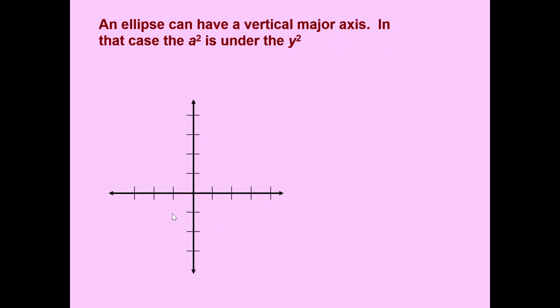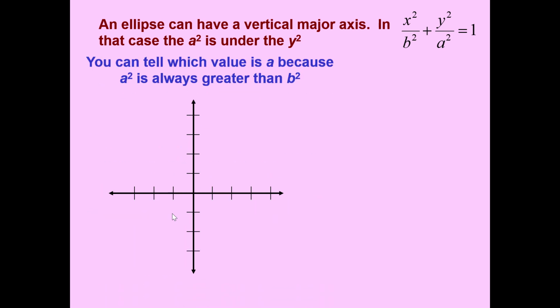So an ellipse can have a vertical major axis. In that case, the a squared is under the y squared, like that. You can always tell which value is a because a squared is always greater than b squared.